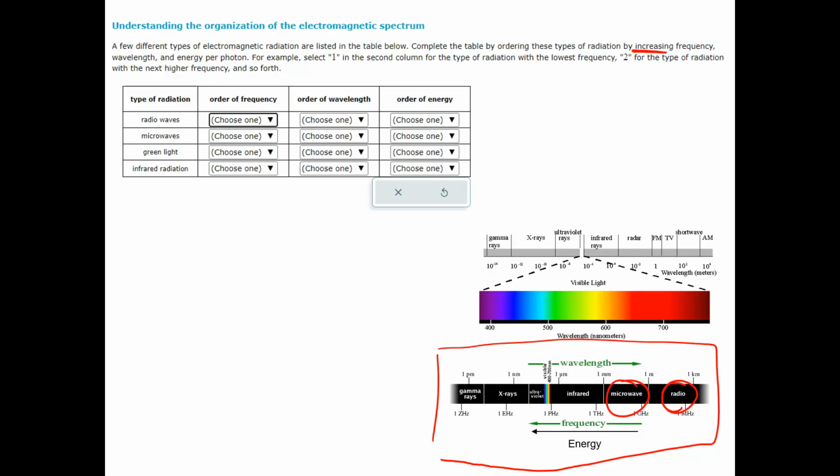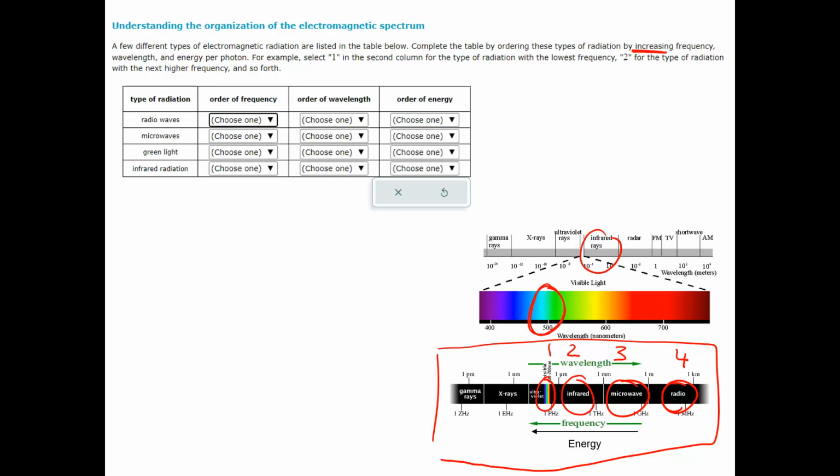We've got green light, which is sort of in the middle-ish of the visible spectrum. And then we've got infrared. So infrared and then visible. So if I was to put these in order of increasing wavelength, they would go 1 for green, 2 for infrared, 3 for microwave, and then 4 for radio.